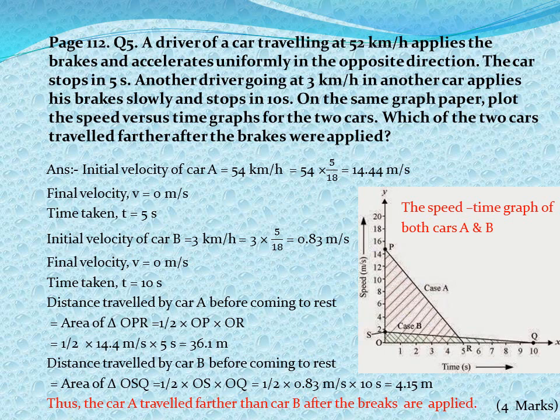Distance travelled by a car before coming to rest, see the graph, equals area. So the distance travelled by car A before coming to rest equals area of triangle OPR equals half into OP into OR equals half into 14.4 meter per second into 5 seconds, that equals 36.1 meter. Distance travelled by car B before coming to rest equals area of triangle OSQ equals half into OS into OQ equals half into 0.83 meter per second into 10 seconds equals 4.15 meter. Thus, car A travelled further than car B after the brakes are applied.